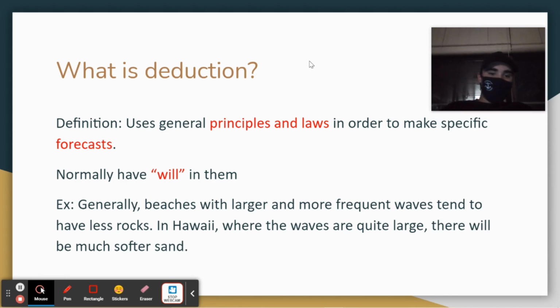So you can see how I started with a general principle, right? Beaches with larger and more frequent waves tend to have less rocks. I'm not talking about any beach in particular, or any kind of rock in particular, or anything specific. I'm just stating a principle or law essentially. And then the next sentence I say Hawaii. I pull a specific example to make an educated guess. So you can kind of see how deduction works, in the way of making educated guesses and looking a little beyond your findings or observations, basically.